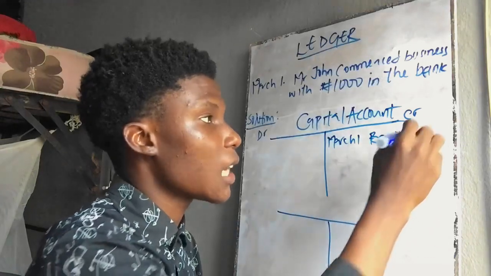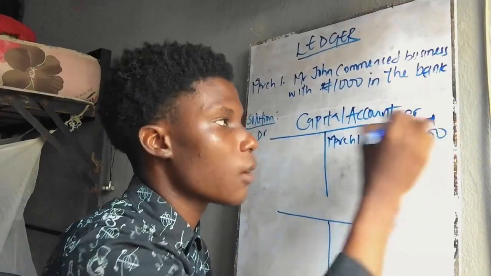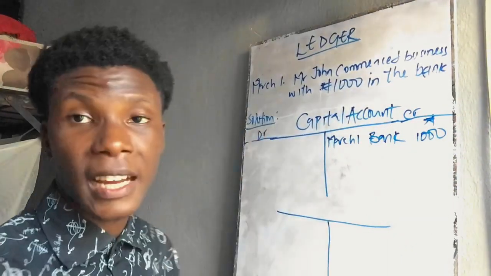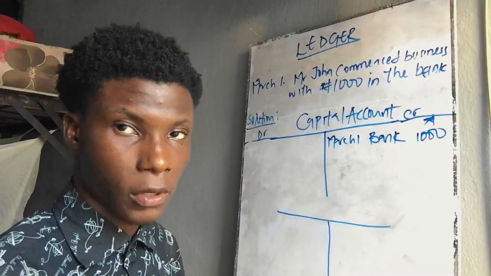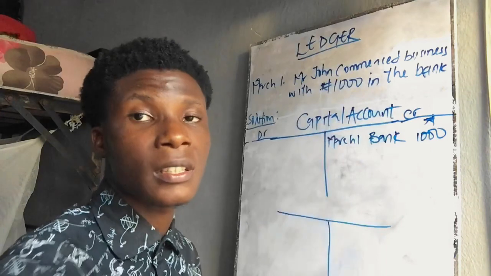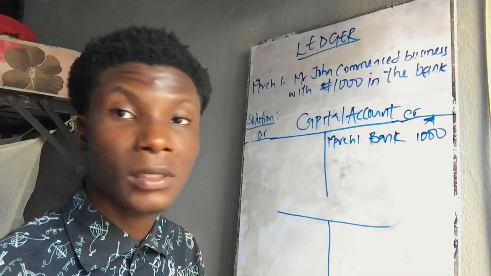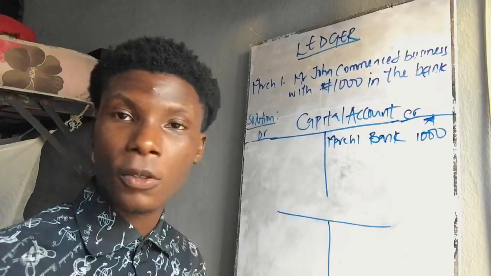Then our naira sign comes here, 1,000 naira. Whenever you're preparing things like this, ensure that you put your debit and your credit. Then ensure you put the sign you are working with, whether it's naira, dollar, pound sterling, whatsoever. Then you can balance off the accounts.